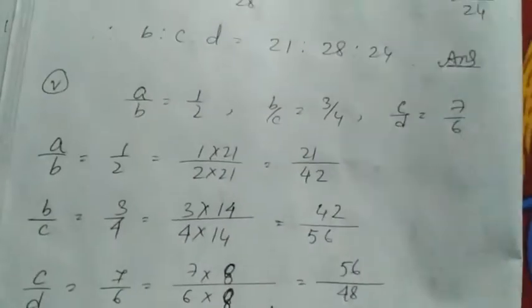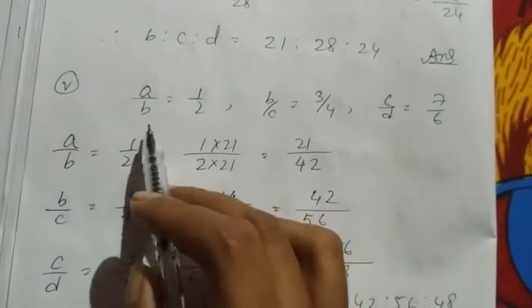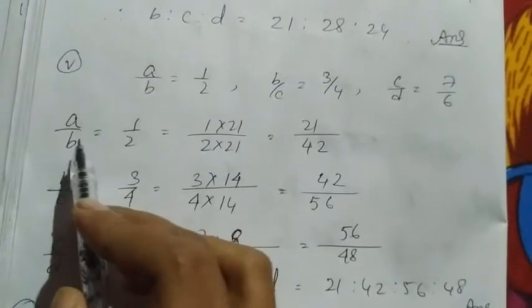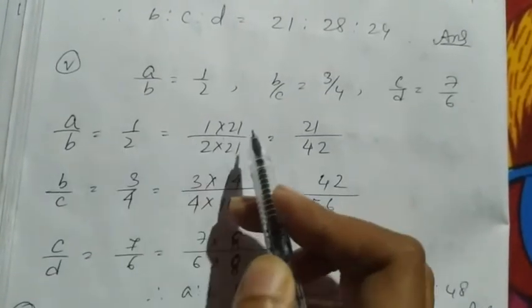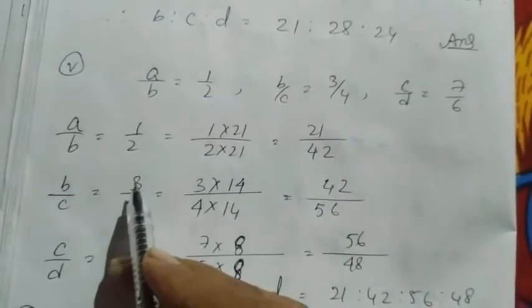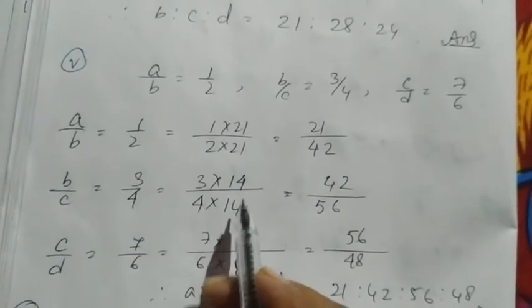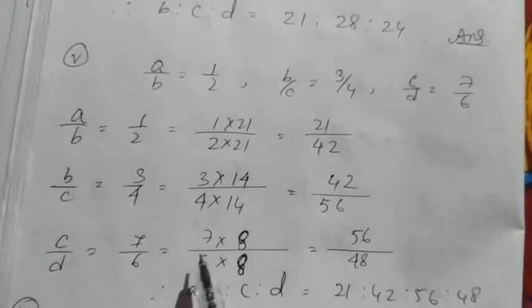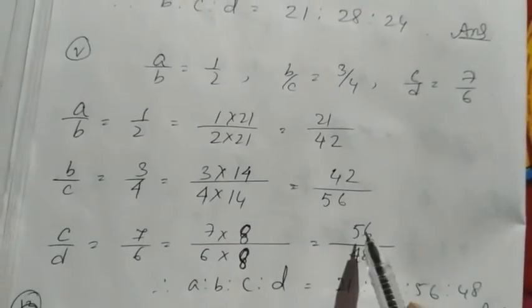24. Now you see, A by B is 1 by 2, B by C is 3 by 4, and C by D equals 7 by 6. So A by B equals 1 by 2 equals 1 by 2 into 21, so it is 21 by 42. B by C is here 3 by 4, 3 by 4 into 14, so it is 42 by 56. 7 by 6 equals 7 into 8 by 6 into 8, so it is 56 by 48.